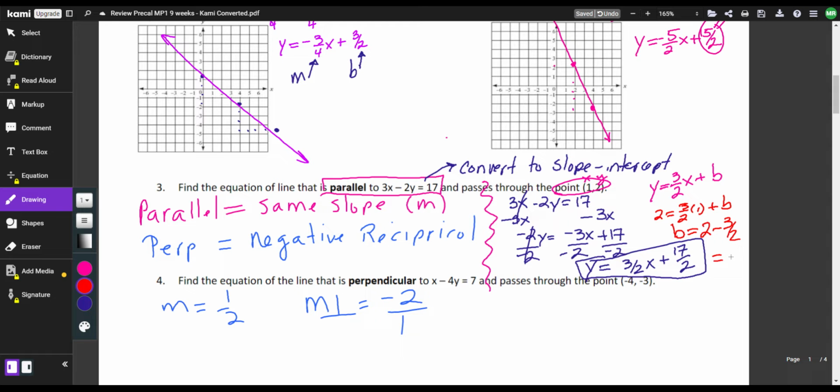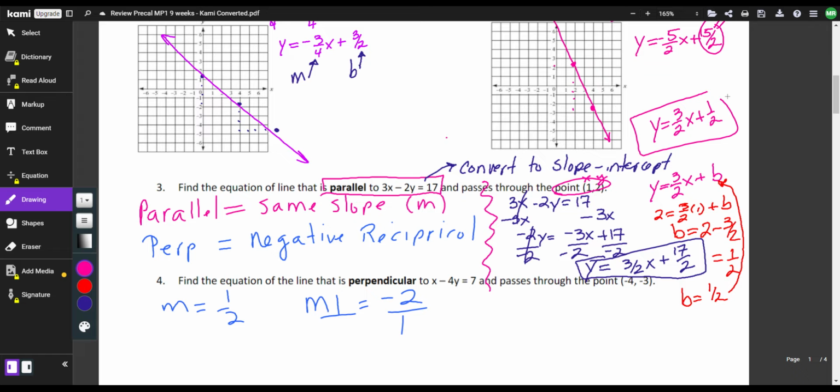2 is the same as saying 4/2. Minus 3/2 is going to be 1/2. So now we know our b equals 1/2. We just substitute that back into here. So our new equation becomes y equals 3/2 x plus 1/2.